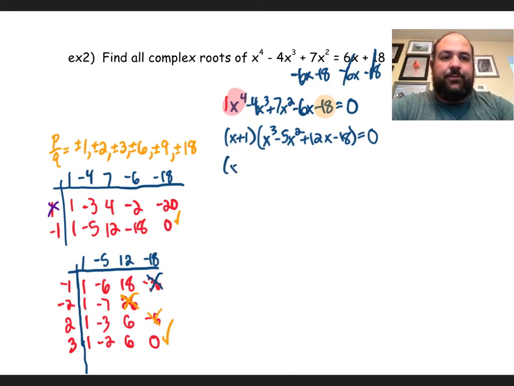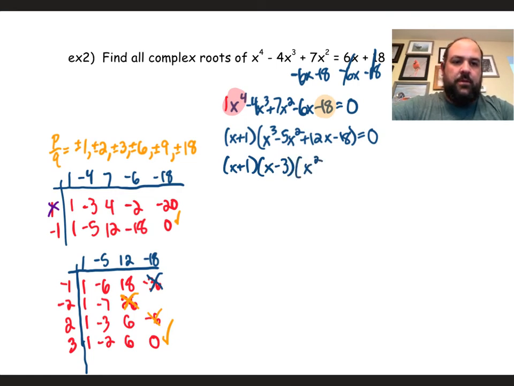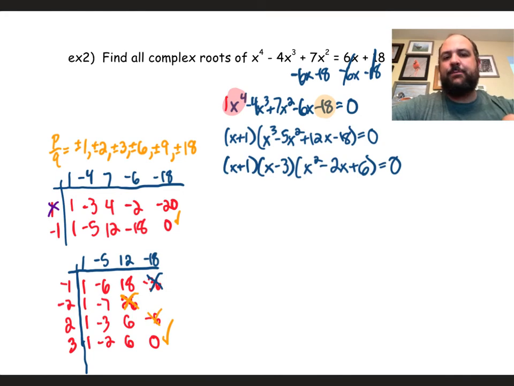So now I have x plus 1, and I would have x minus 3. And then my leftover would be x squared minus 2x plus 6, and that's equal to 0. At this point, we've broken it down into the 2 linear binomials, and we have this quadratic trinomial. You might remember from our earlier video, I said anytime we get down to a quadratic trinomial, we're probably going to be able to factor and reverse FOIL.